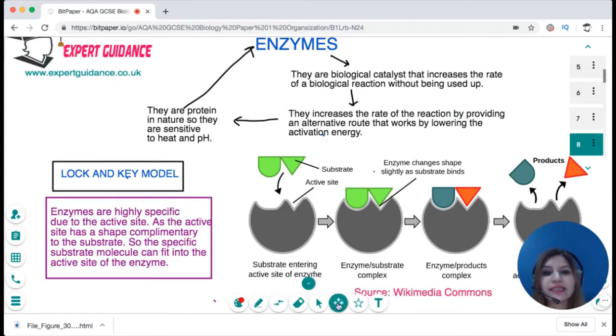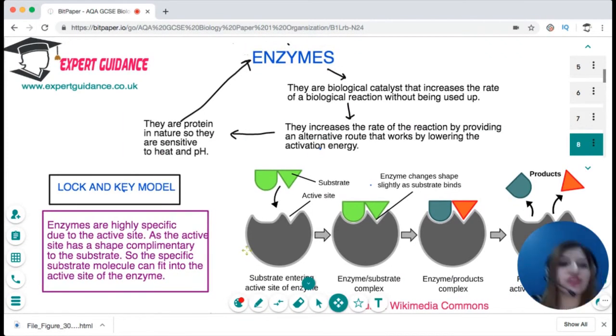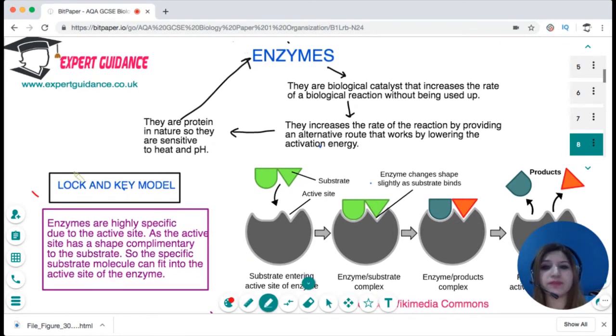Okay, so now since we are doing digestion, and digestion is chemical, that is, it involves the use of enzymes, you should know what are enzymes. So make sure you remember this definition and this lock and key model, very, very important. So I'll just take you through it.